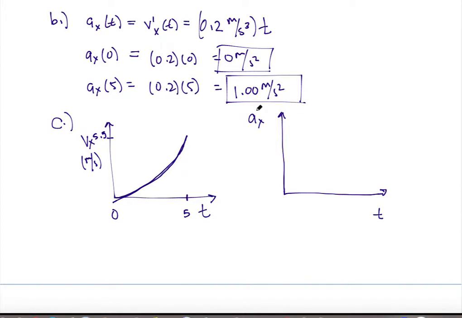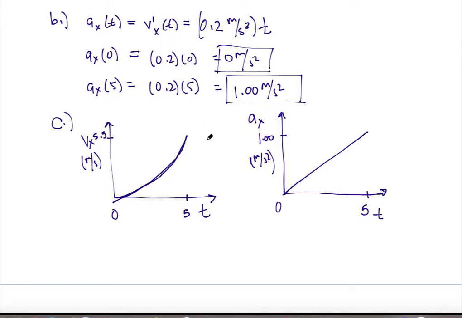For my acceleration, I look at this function that I have. So it is 0.2 times t, and so that is a linear function with a slope of 0.2. So I'm going to go ahead and just sketch a linear function. And then at the 5 second mark, I should have a value of about 1 meter per second squared. So here are my two sketches for graphs. Again, the important parts are we know an endpoint. We also know the approximate shape of the graph.